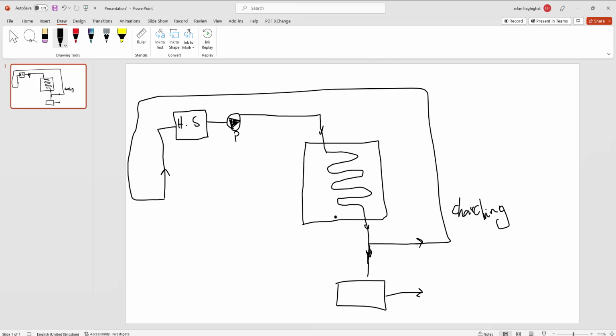And for this charging, we have this from the outlet of the heating system, which is installed in the house or in a place that we want to heat up a room. The outlet from these heating systems goes back to the storage tank. In fact, in the charging phase, we heat up the water inside this tank.